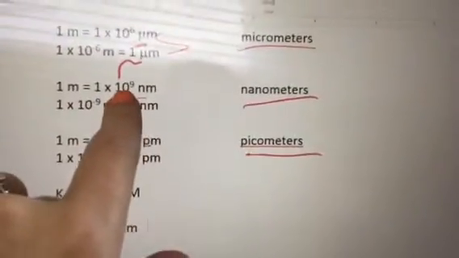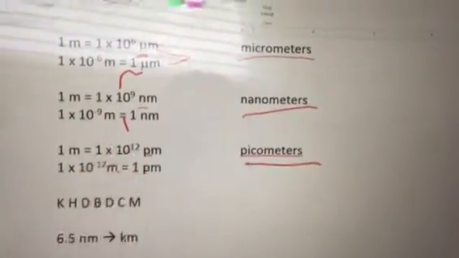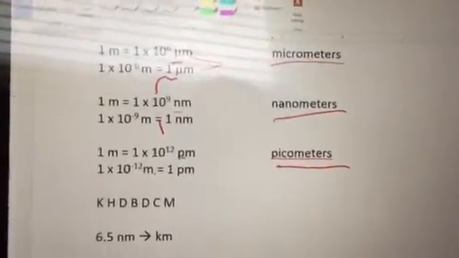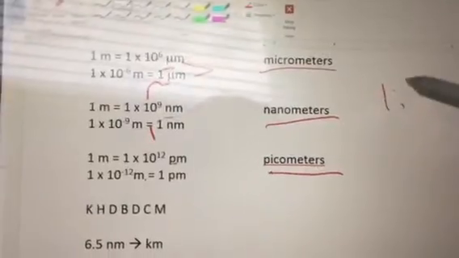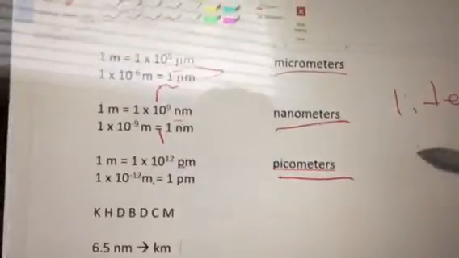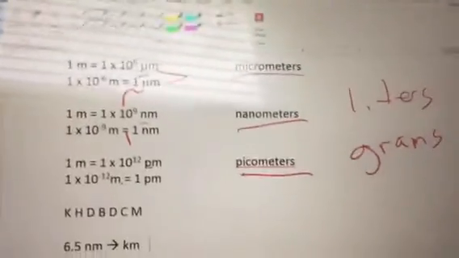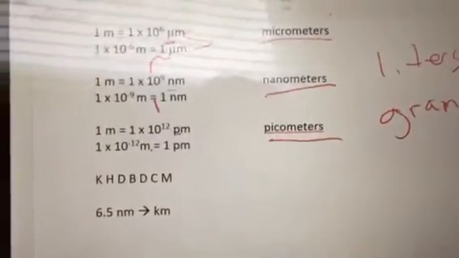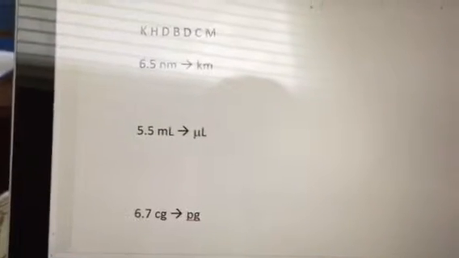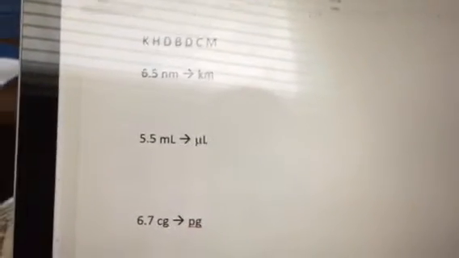And then it's 10 to the 9th for nanometers and 10 to the 12th for picometers. And I just put meters there, but you could use it for any of the base units. So you can use it for liters. You can use it for grams. You can even use it for watts and joules if you want. So I have down here a couple of conversions between these new conversions and the King Henry died by drinking chocolate milk that you're familiar with.